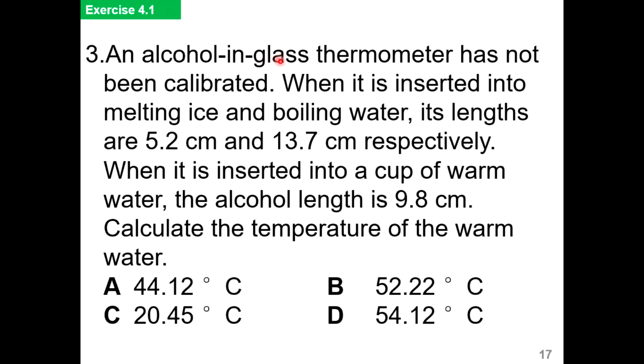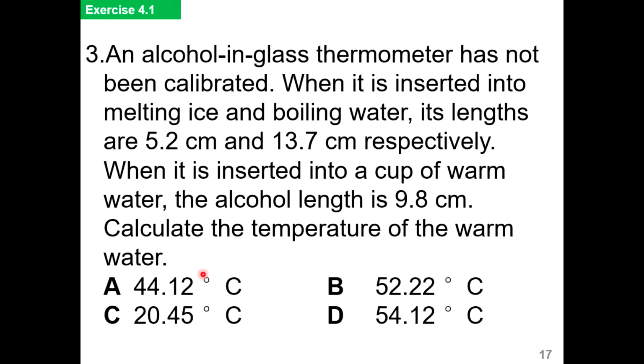Alcohol also can be used as a liquid in glass thermometer. An alcohol in glass thermometer has not been calibrated. When it is inserted into melting ice and boiling water, the length is 5.2 cm and 13.7 cm respectively. When it is inserted into a cup of warm water, the alcohol length is 9.8 centimeters. Calculate the temperature of the warm water.